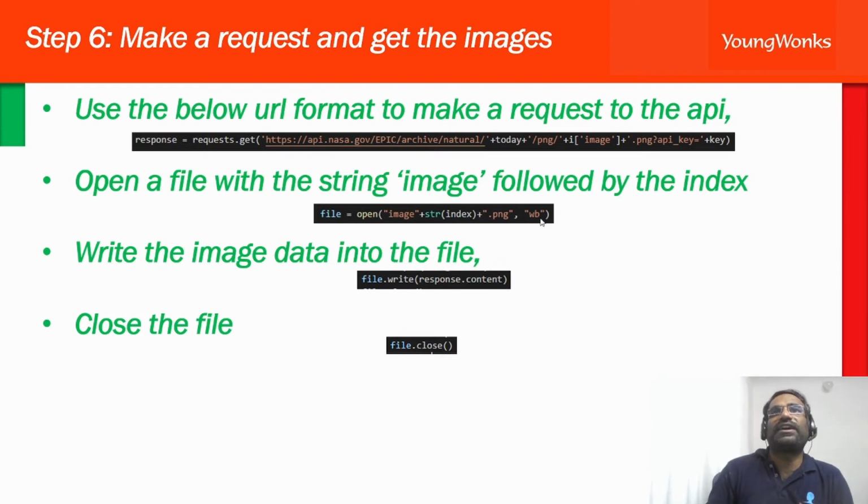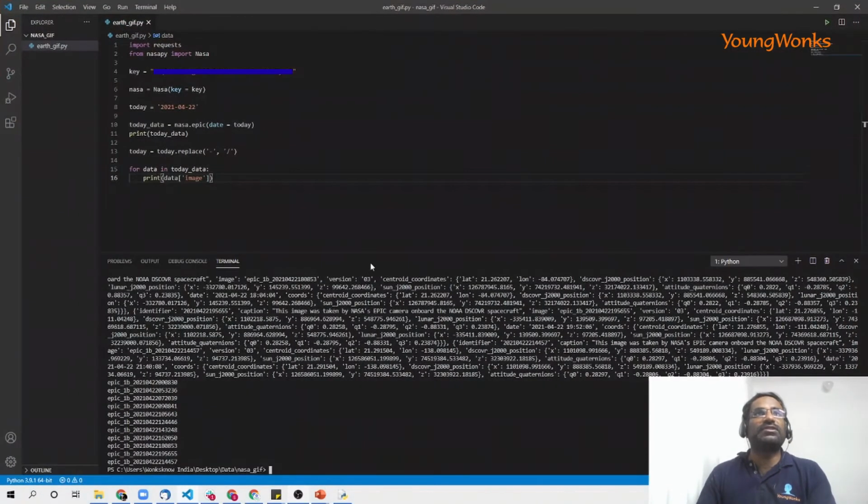So we open a file and notice that we say WB so that it's writing in binary. Also, we want to label each image as image 1, 2, 3, 4, which will help us later on. So we use an index variable as well. We write the content into the file and close it. All right, so let's test this out. We should be able to see all the images at the end of this.